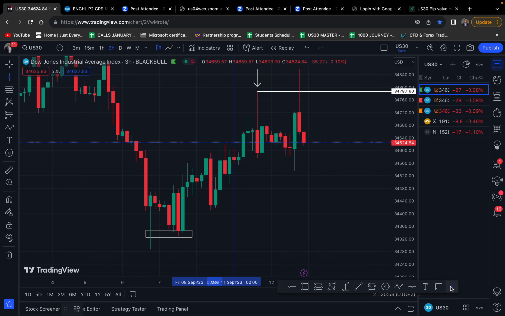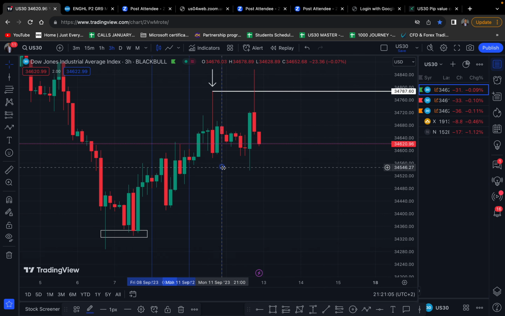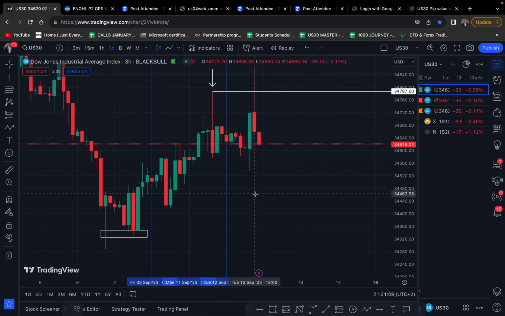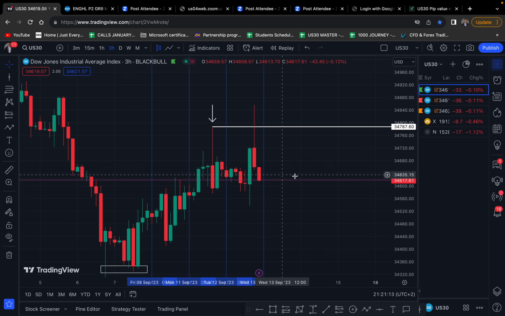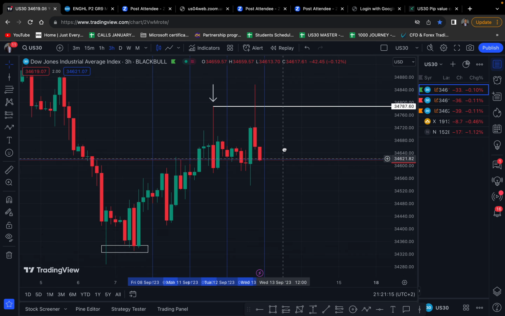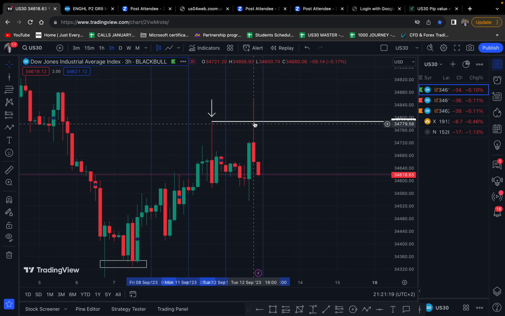This was day 1, and here I'm just marking my day 2. That's my day 2, and here is my day 3. So on day 3 we're expecting the market, because it's day 1, day 2, day 3. That's when we'll expect the formation. So it created a high.